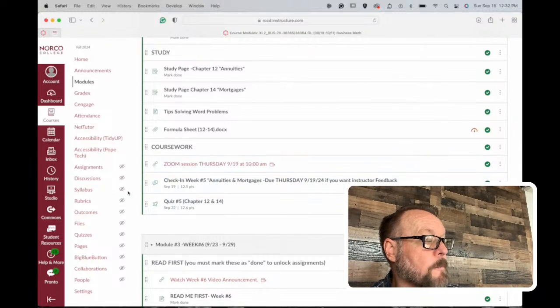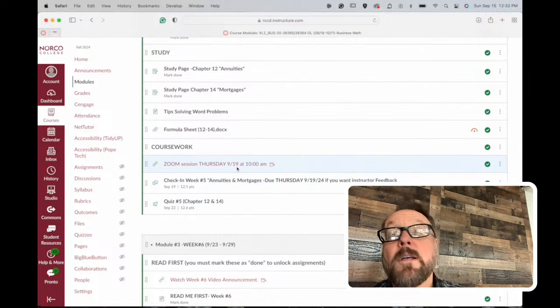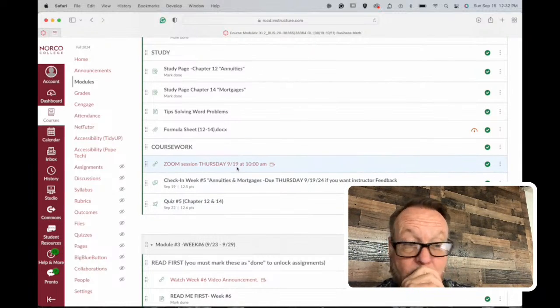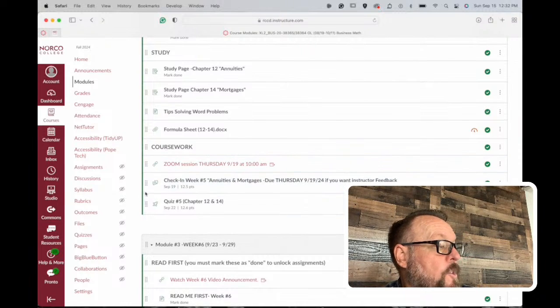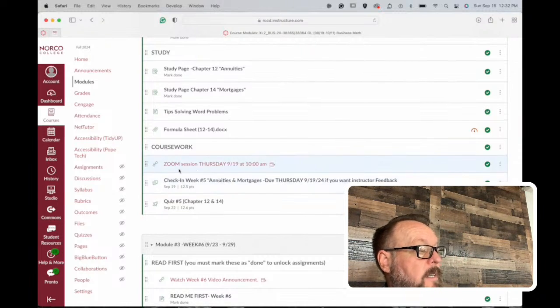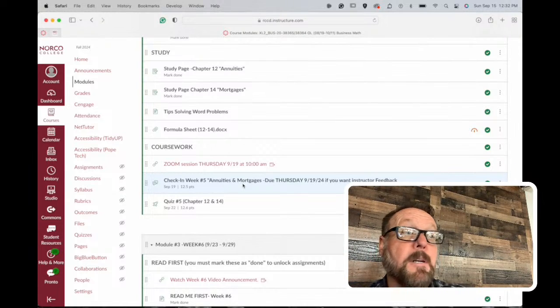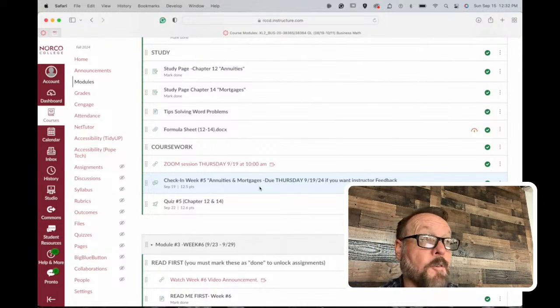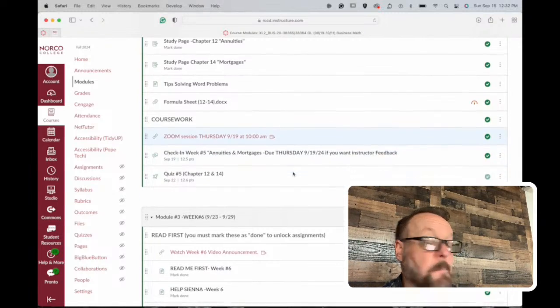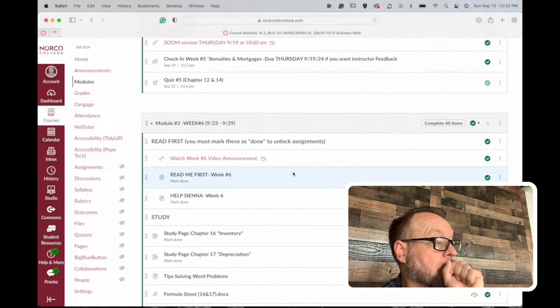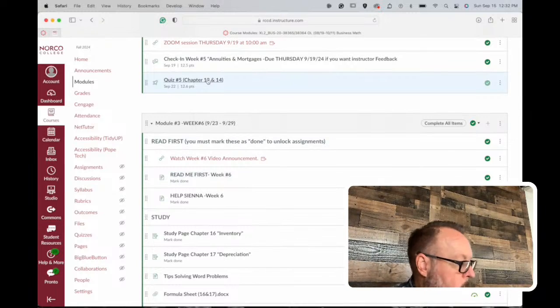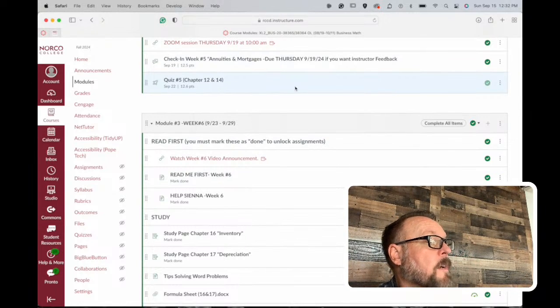I am going to have a Zoom session this Thursday going over how to do both of those things, as well as mortgages. And then, of course, your coursework for this week is your check-in assignment number 5. So you're going to be helping Sienna solve some investment questions about annuities, as well as she wants to buy some property to build a facility for her business. So you need to help her figure out how to save the money. And then, of course, you have a quiz on chapters 12 and 14.